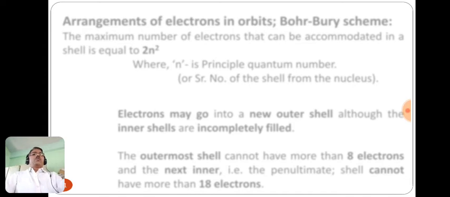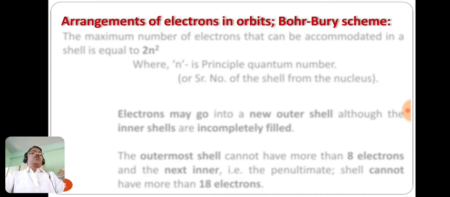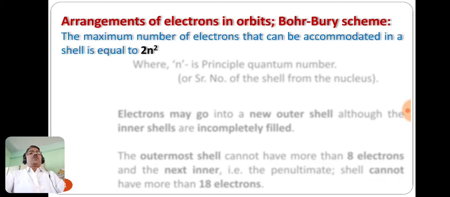Now the next important point is the arrangement of electrons in orbits according to the Bohr-Bury scheme, also known as the distribution of electrons in orbits. These are the important rules for the distribution of electrons in orbits. The first rule is that the maximum number of electrons that can be accommodated in a shell is equal to 2n squared, where n indicates the principal quantum number or main energy level. This rule gives the maximum number of electrons that can be accommodated in a given shell.